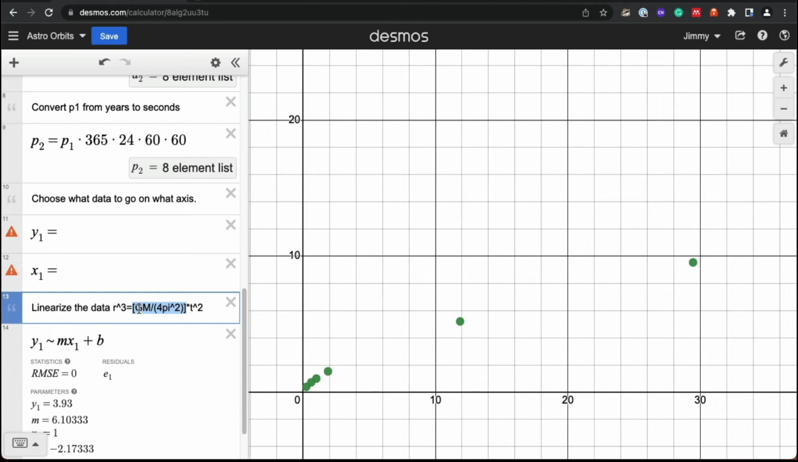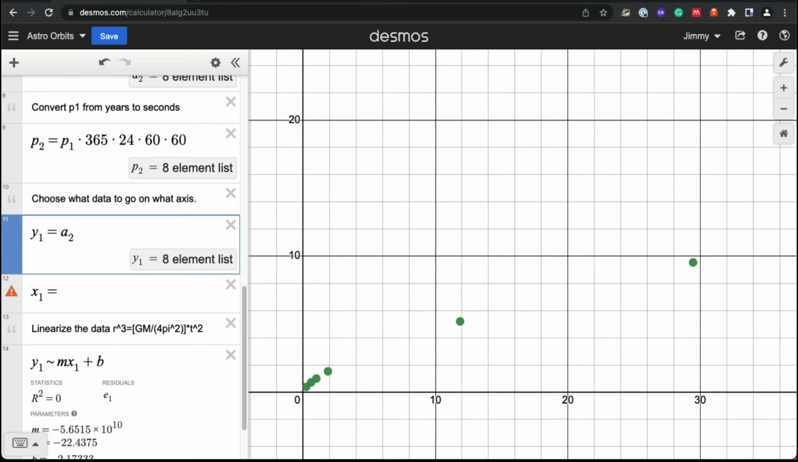Big G is the universal constant for Newton's law of gravitation, which I have up there. M is the mass of the star. In this case, that's going to be M sun. Then obviously 4 and pi are constants. So what if we let the thing on the left-hand side, this r cubed, be our y variable? But instead of radius, we should think of it as a2, which has been converted into meters. So a2 and then cubed.